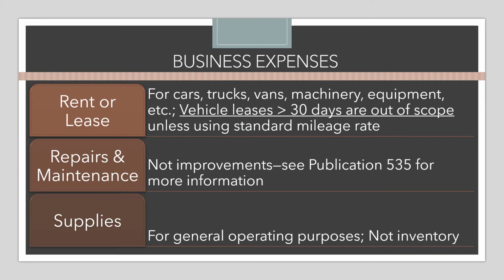Rent or leases are other expenses that can be deducted on a Schedule C. Generally, you're going to see this for cars, trucks, vans, machinery, equipment. But it's important that you notice that we do have some scope issues with leasing. So any vehicle leases that were for more than 30 days, those are out of scope unless, well, it won't show up on this line, but it is possible that the client could take the standard mileage rate based on the usage of a vehicle that was leased, but they will not be having any lease expense on this line.